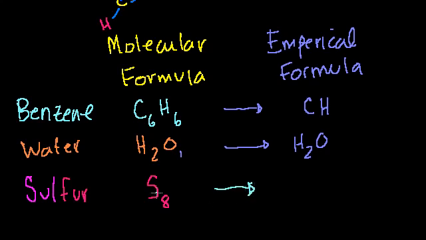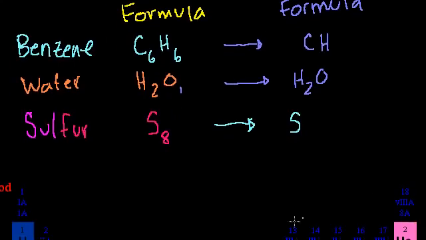So for the empirical formula, there's only one atom in this molecule. You divide by 8 and you get S. So you just know that all you've got there is sulfur. So let's just do one more.